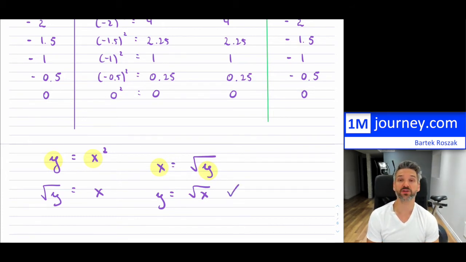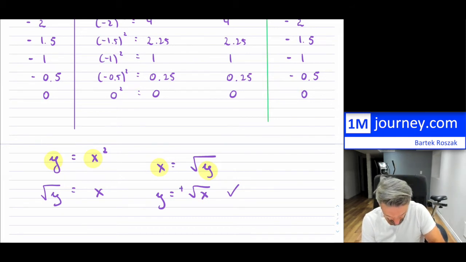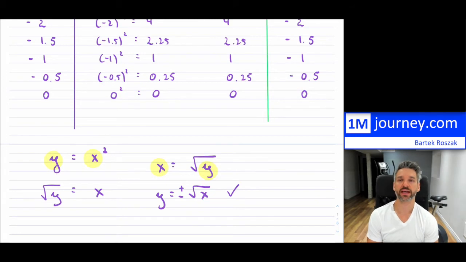Now, whenever you're taking square roots, you might say, but wait a minute, when you take a square root, aren't you supposed to take both positive and negative answers? And that is true.